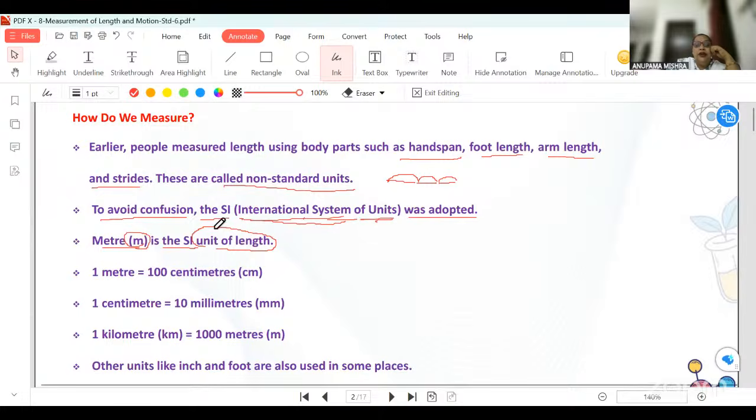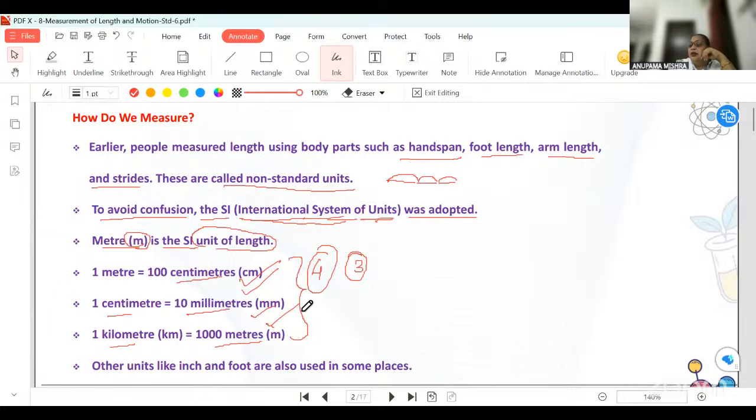Okay. Then 1 meter equals 100 centimeter, 1 centimeter equals 10 millimeter, then 1 kilometer equals 1000 meter. These are the terms which you already know from class 4, or you can say class 3 also. Some things we learned there. Then 1 centimeter equals 10 millimeter, we learn in 4 standard. This is also 4 standard. So this is called measurement.